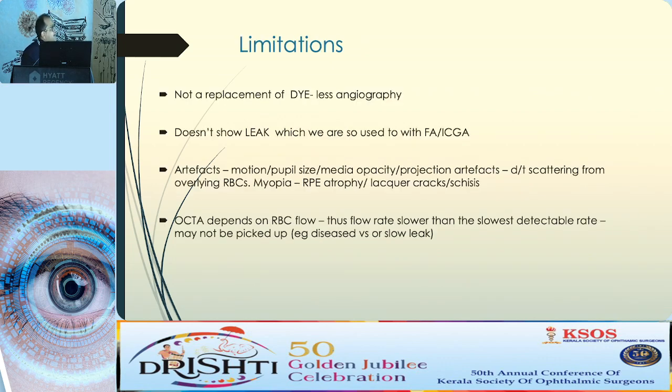The only limitations are that it is not a replacement, and I repeat, it is not a replacement for the dye-based angiography. Now, when we are used to seeing angiography, what we appreciate is the pattern of leak. Now, the problem is that when the movement of RBCs is slower than the resolution limit of the OCTA machine, it does not register as a flow. That is why on OCTA, microaneurysms do not show as a leak, or you do not see flow pattern on a microaneurysm, because the flow is very sluggish there.